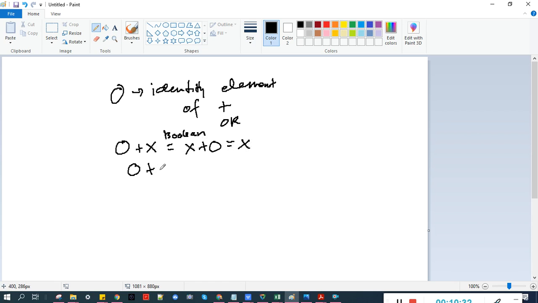Say our input is 1. The result will be the same as the input, which is 1. If our input is 0, so 0 OR 0, the result is 0, which is the same as the input 0. So our identity element for the OR operation is 0.